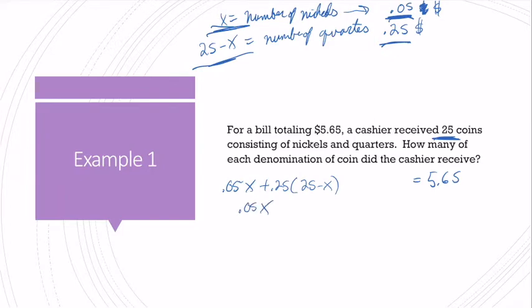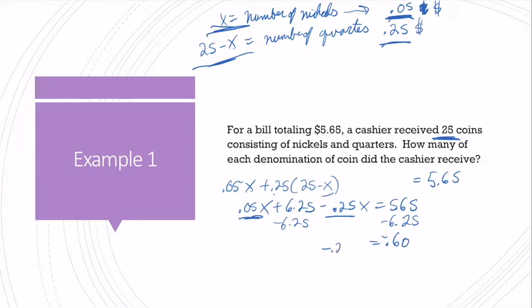So I have 0.05X. I'm going to go ahead and distribute that 0.25. 0.25 times 25 is 6.25. 0.25 times negative X gives me a negative 0.25X, which equals $5.65. I'm going to subtract 6.25 from both sides. That gives me negative 0.60. And if I take 0.05X minus 0.25X, that gives me a negative 0.20X.